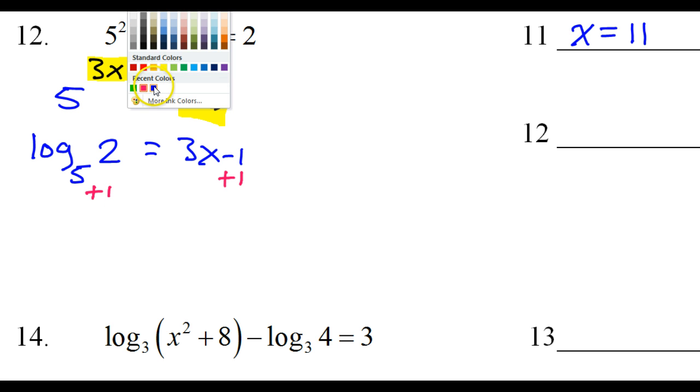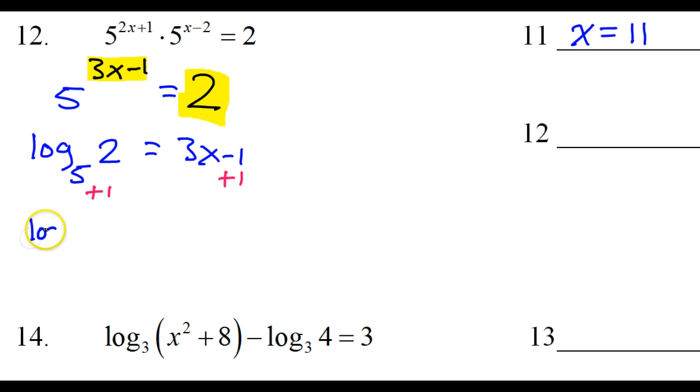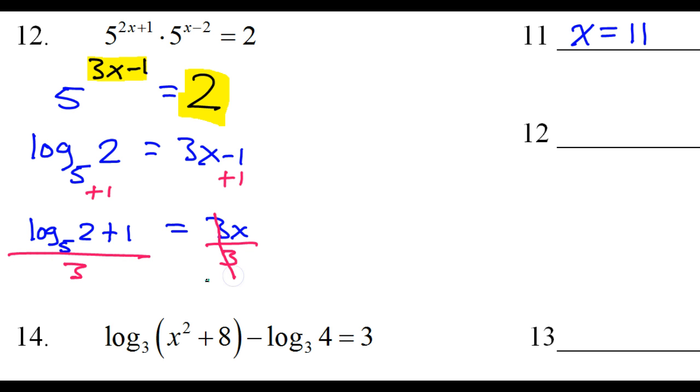You can't do that. You just have to leave it on the end. So this will be log base 5 of 2 plus 1 is equal to 3x. Don't make this into a decimal right now because you're going to end up rounding. If you do make it into a decimal, at least keep 4 decimal places until the end of the problem. But I would leave it alone. Now, to get x by itself, we will divide both sides by 3. Okay, so that is going to give us the final answer.